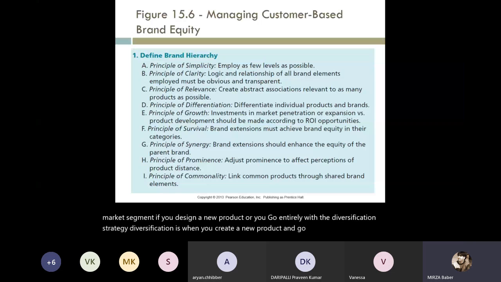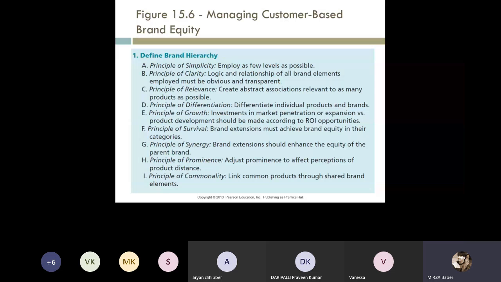Principle of survival. Brand extensions must achieve brand equity in their categories. They must become so solid that they can survive and sustain themselves on their own. Look at Coca-Cola. The original flavor has sustained itself for so long that they didn't even want a new flavor anymore. McDonald's has certain brand lines, such as the burger line, the Filet-O-Fish, the Big Mac. They've survived throughout time. They've gained brand equity, even chicken McNuggets and all those things.